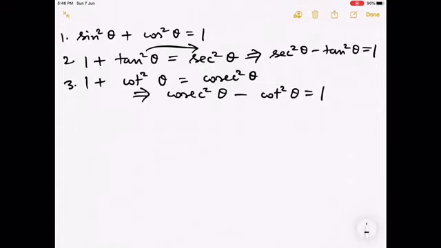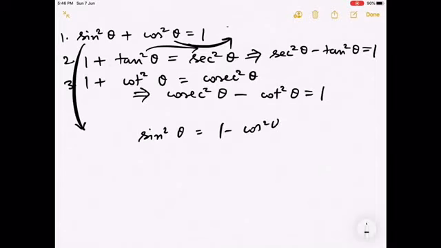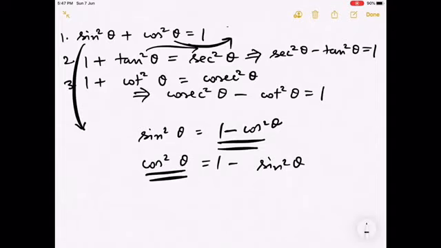And many times in questions, if we use the first relation, sin square theta plus cos square theta is equal to 1, suppose I shift cos square theta on the other side, then I get sin square theta is equal to 1 minus cos square theta. So if you get 1 minus cos square theta in a particular question, you can replace that by sin square theta. And the same way, if you get 1 minus sin square theta, you can replace that by cos square theta. So these things can be done according to a particular question.